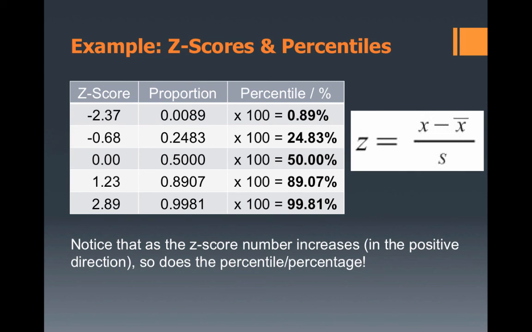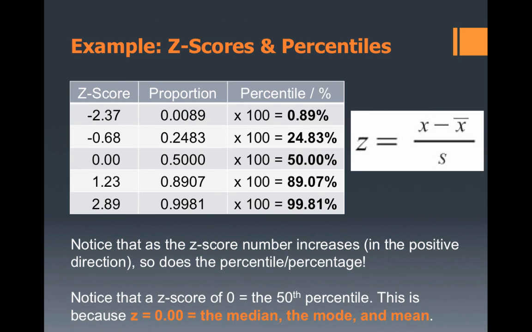So notice that as the z-score number increases in the positive direction, so does the percentage. We see that the z-score of negative 2.37 is only 0.89%, whereas a positive 2.85 is 99.81%. But also notice the z-score of 0 is equal to 50%. And again, this is indicative of how a z-score equal to 0, since we've reset it to 0, is also equal to the mean, the median, and the mode.